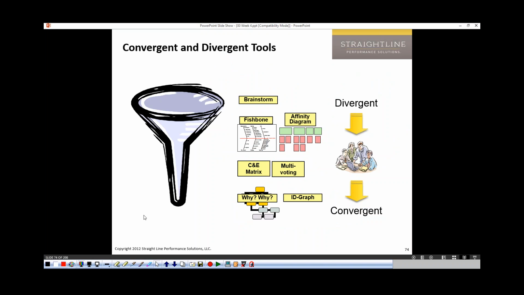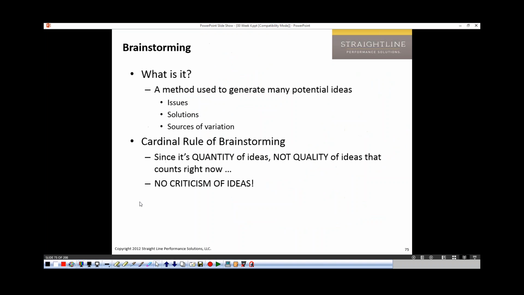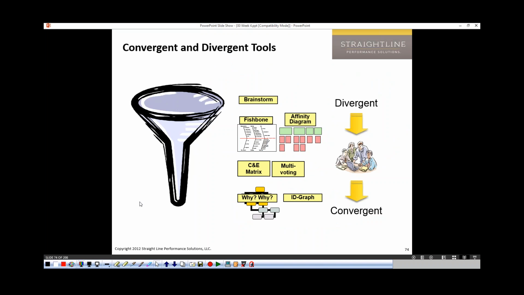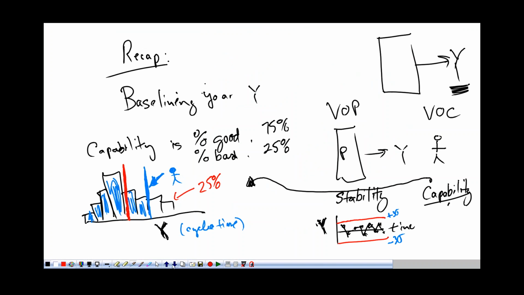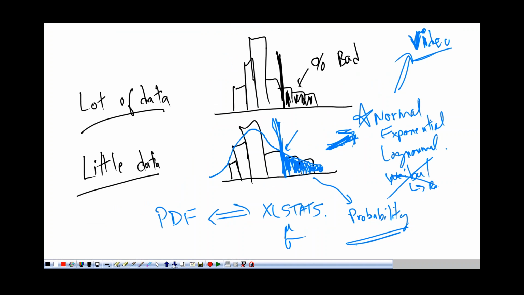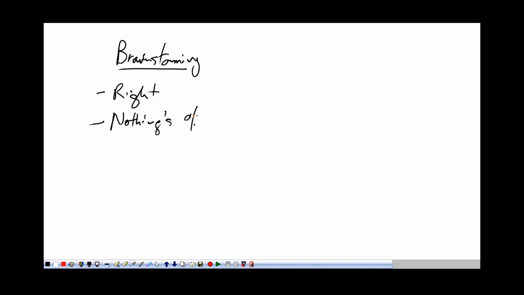All right, now how many, I can't see the hands, but I'm guessing that most of you are pretty familiar with brainstorming. Are you pretty familiar with it? Yes, no? Yes. Okay, great. So without being ridiculous about it, we'll be quick. What are some of the key things about brainstorming? You tell me. Having the right people in the room. Right people? Nothing's off limits. No discussion. Great.